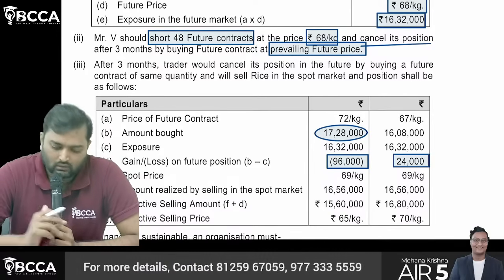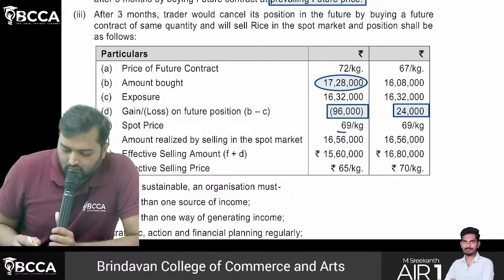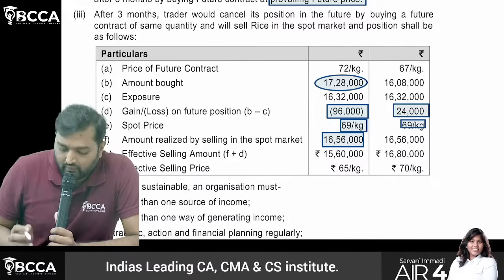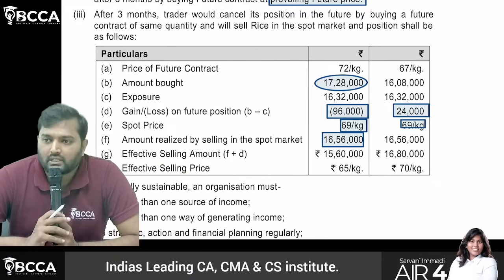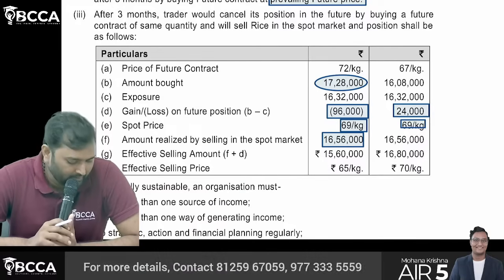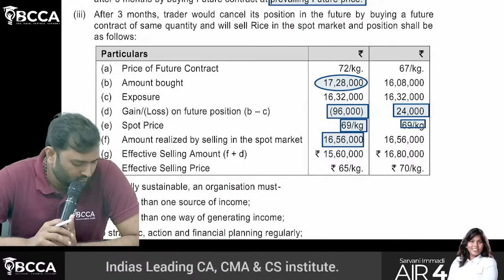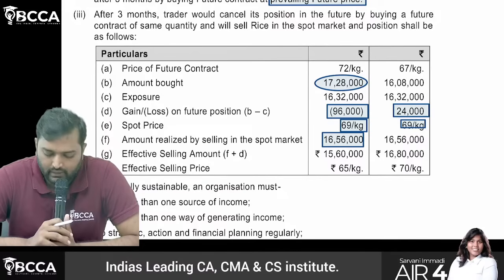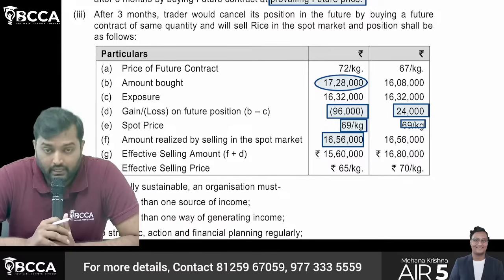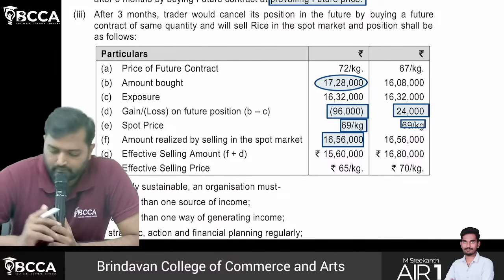And next, we are going to sell 24,000 kgs, each kg at 69, and we are going to receive 16,56,000. So in the first case, what is the overall effective realization? 16,56,000 minus 96,000, 15,60,000. So the effective selling price is 65 rupees per kg.